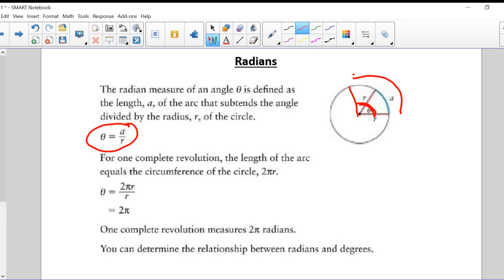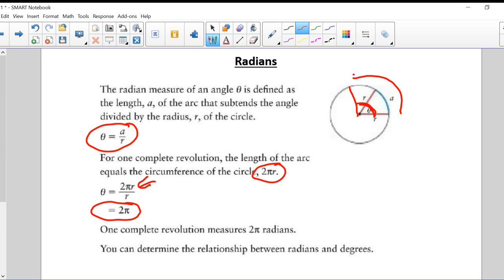Now, go back and think about the circumference of a circle. The circumference of a circle is 2 pi r. We learned that from elementary school. So if I were to do one complete revolution, we can do the math on the side here. We take the length of the circumference, which is 2 pi r, and divide it by the number of radiuses, which gives us, for a full circle, 2 pi radians. That's the main thing we want to understand here: one complete revolution is measured as 2 pi radians.